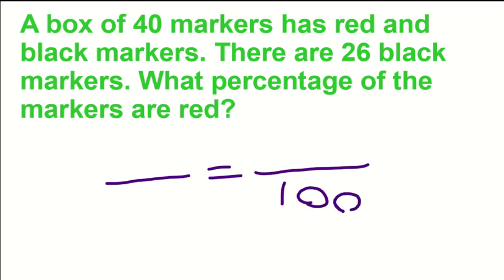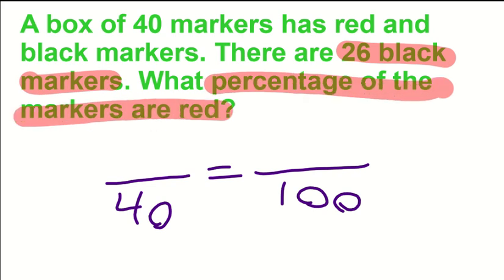We got our 100, we got our total. The difference here is they're not giving you a percentage, but they are still giving you something: we got 26 black markers, and it's asking percentage of the markers that are red. So it's giving you something, asking for something else. So like before, it's got an extra step. The difference is, since it gives you a number, the part, we got to subtract from the other side. If it's a percentage, we subtract from 100. If it's a non-percentage, we subtract from the total.